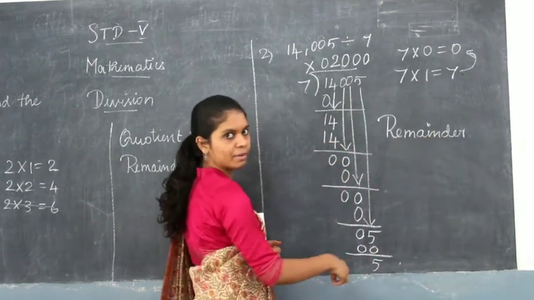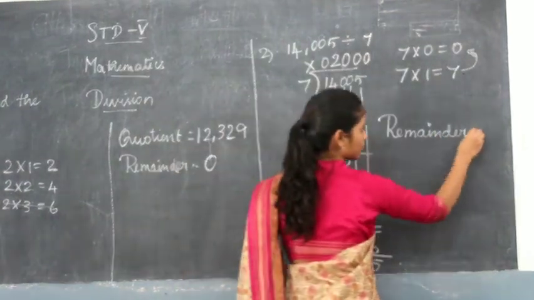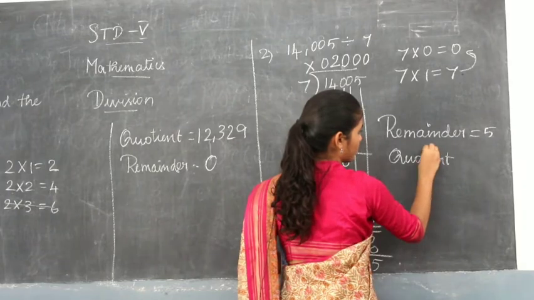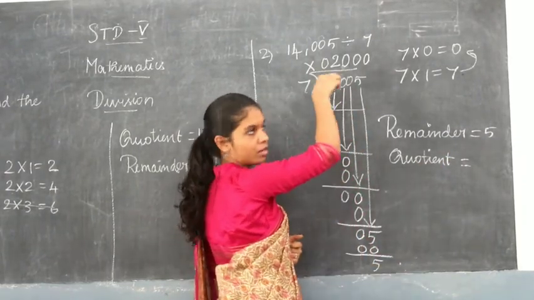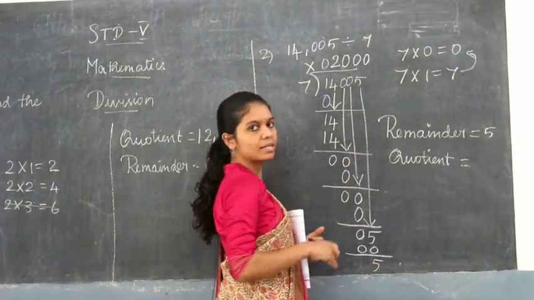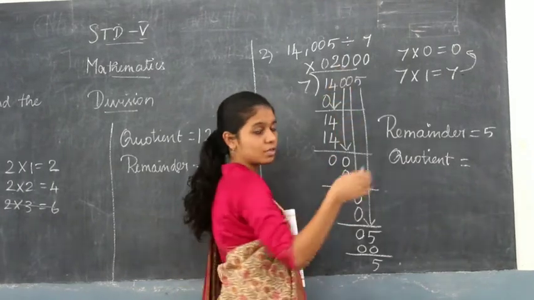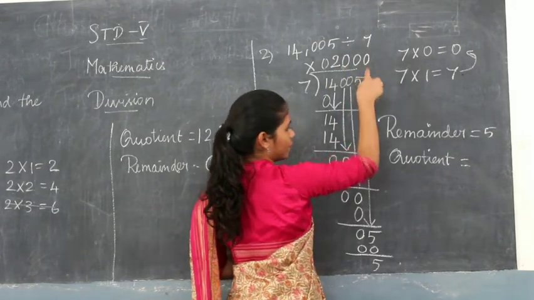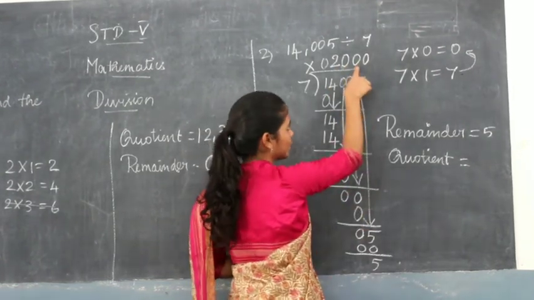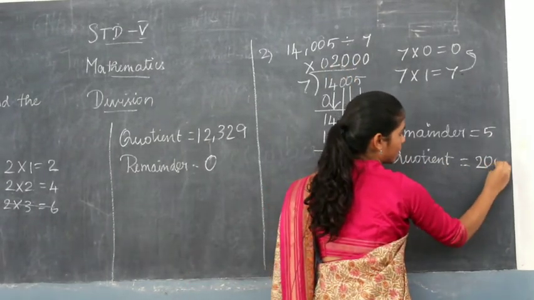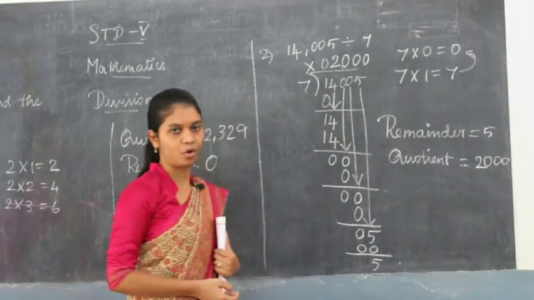What is the remainder? The remainder is the number at the bottom, which is 5, and the quotient is the number on the top, right? Here, the first 0 you don't have to consider. The zeros before a number are nothing, but the zeros after a number should be considered. So here you have units, tens, hundreds, thousands. 2000 is your answer. Okay, now we are going to see word problems.